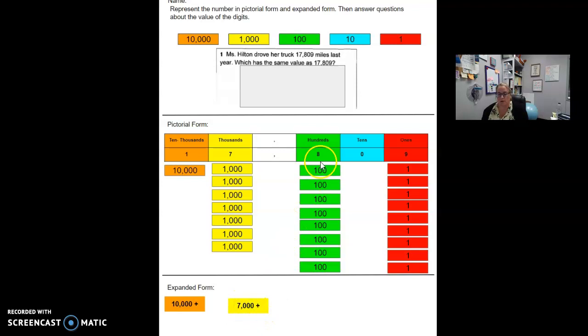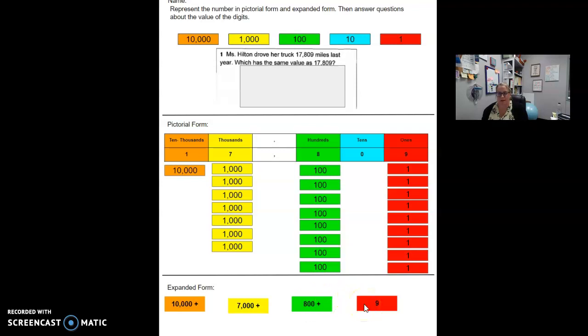plus, now I'm going to count by hundreds. 100, 200, 300, 400, 500, 600, 700, 800. So 800 plus, I don't have any tens, so I don't have to put anything. I could put 0, but I don't have to. So I'm going to leave it blank, and now I'm going to move to my ones. So now I'm going to count by ones. 1, 2, 3, 4, 5, 6, 7, 8, 9. So you'll see, again, I have 10,000 plus 7,000 plus 800 plus 9.